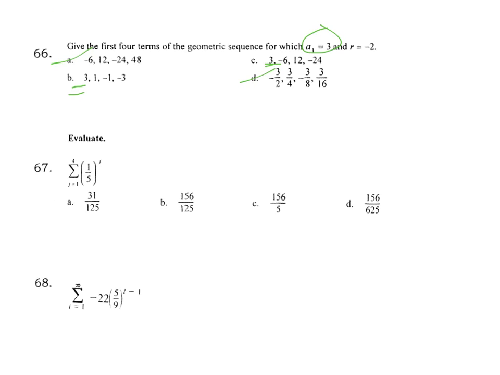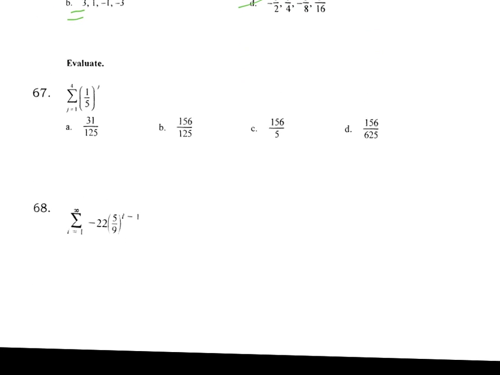And really the only thing I need to get this is I need to understand how geometric sequences work. I multiply to get the next term. So I'm looking for one that starts at 3. The next term, if I multiply the first term by negative 2, I'll get negative 6. Multiply again by negative 2, I'll get 12, and so on. This one right here should be an absolute layup of a problem. Okay? All right. Number 67 and 68, we're going to see some sigma notation.